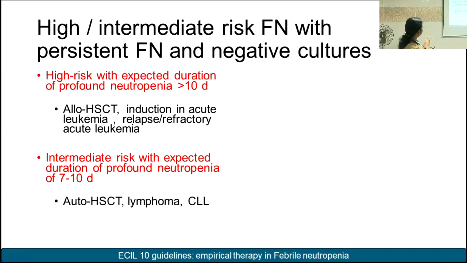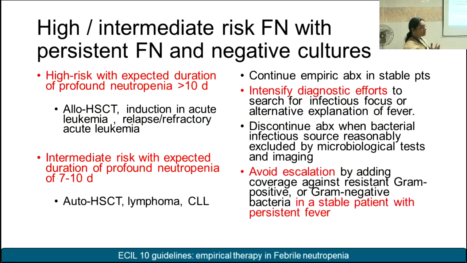So what does high risk mean? In allo-HSCT, induction leukemia, relapsed refractory acute leukemia. These are high risk where you expect the duration of neutropenia to be longer. Again, your auto-HSCT lymphoma, all these are longer. So in these patients, if they are stable and just the fever is a concern, the idea is to keep investigating more and more until you find a focus or until your culture picks up something. Just escalating in a stable patient is the last resort that we will do. It's not something that we do upfront.